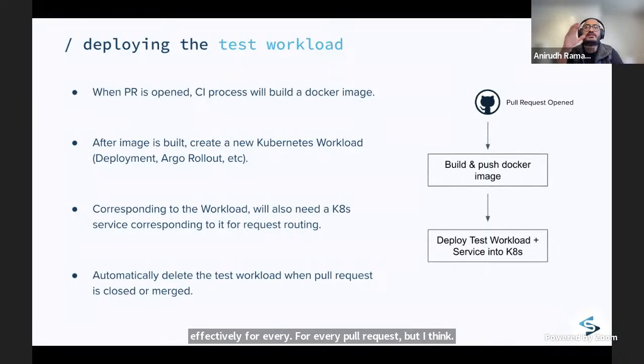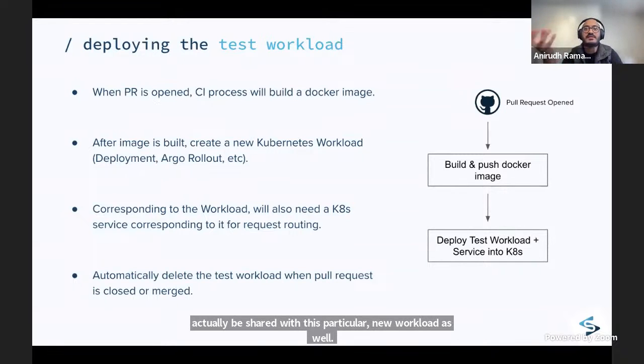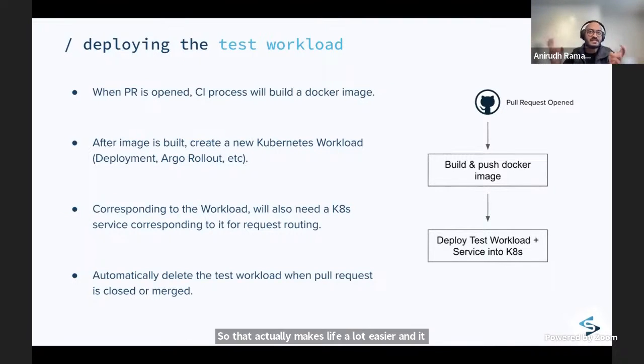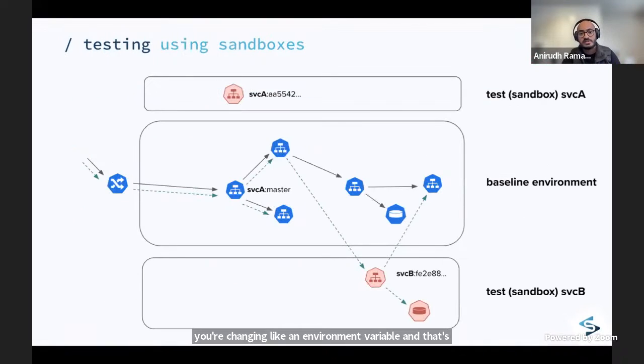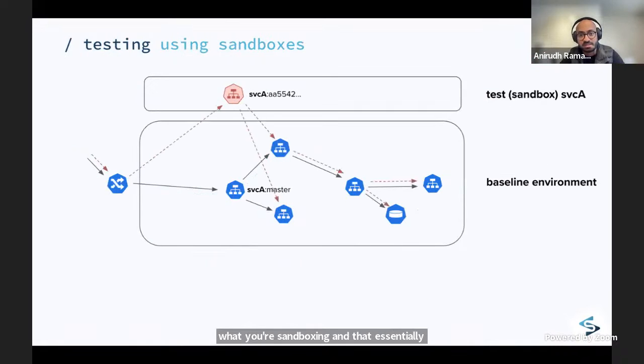Essentially, the same microservice secrets, config maps, whatever, can actually be shared with this particular new workload as well. So that actually makes life a lot easier. And all you're really testing often is just an image change. A lot of times you're changing a few images or you're changing an environment variable, and that's what you're sandboxing. And that essentially gives you most of the fidelity that you need.